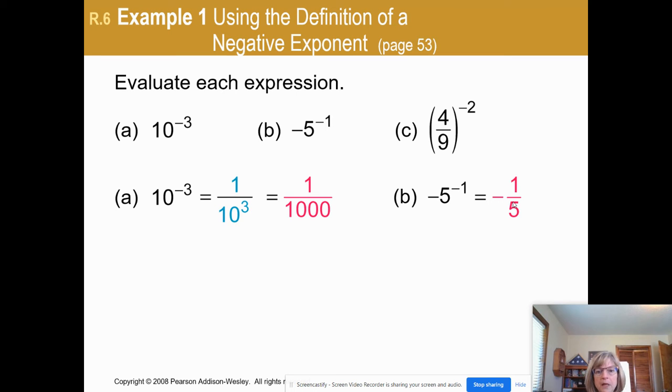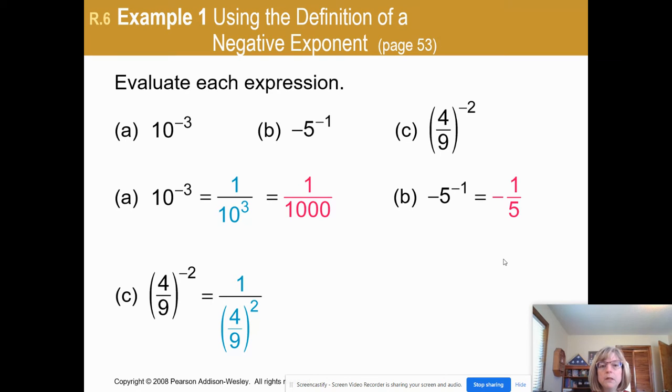Now remember that the negative in front of the 5 has nothing to do with the exponent. So it hangs out there, for lack of a better description. So think of this as negative 5 to the negative first power. Well, 5 to the negative first power is 1 over 5 to the first power, but we have that negative in front because it was originally a negative. The third example is a fraction itself.